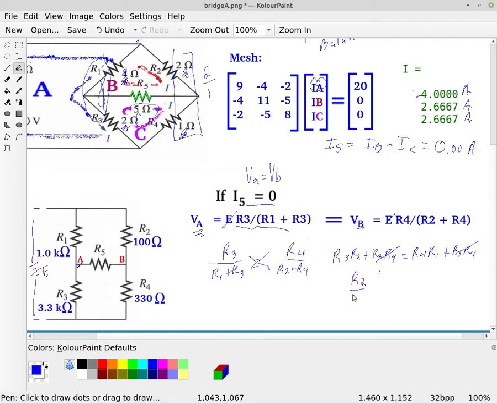R2 divided by R4 is equal to R1 divided by R3. All right, or if you wanted to solve for one unknown, if you said, I know what R1, R2, and R3 are, but I don't know R4, you could say that R4 is equal to R2 times R3 divided by R1.